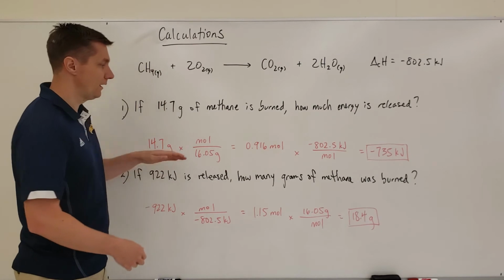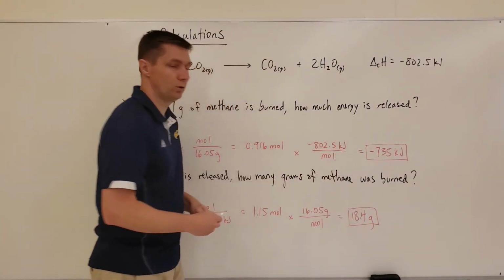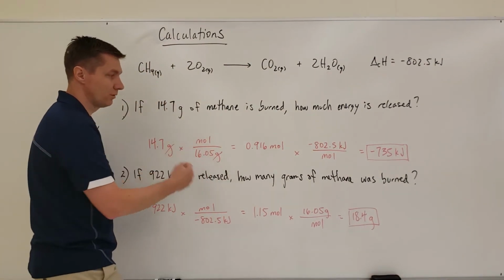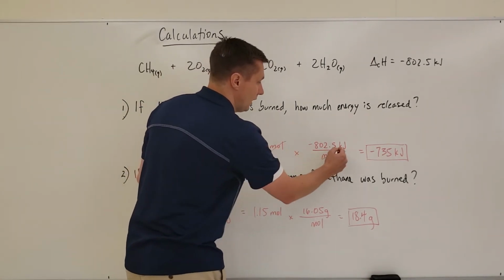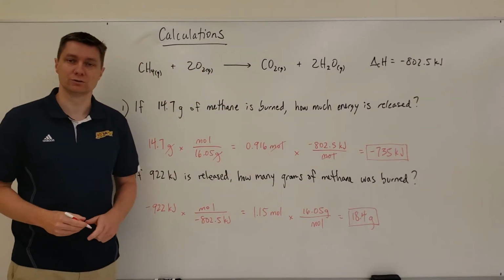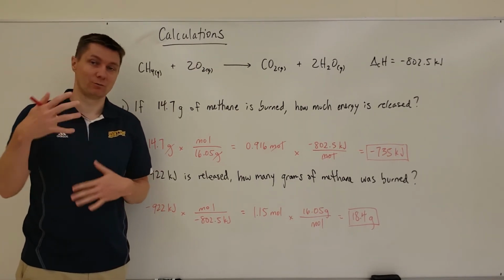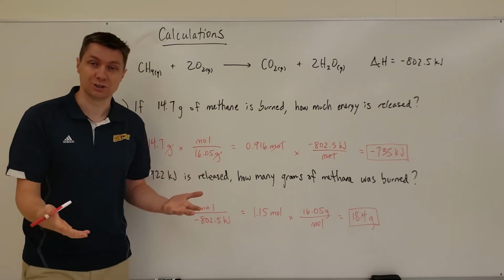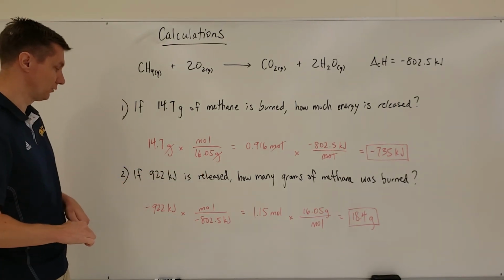And so if I take this number and multiply it by the kilojoules per mole, again, this is just unit analysis. I can cancel out the grams, leaving moles. Then I can cancel out the moles, and I'm left with kilojoules, and my answer ends up being negative 735 kilojoules of energy released when I burn 14.7 grams. Now you can have the reverse of this, where a question might say, hey, you released this much energy, how many grams were burned? And that's what this second example goes through.